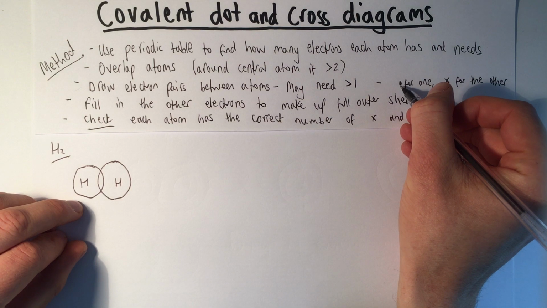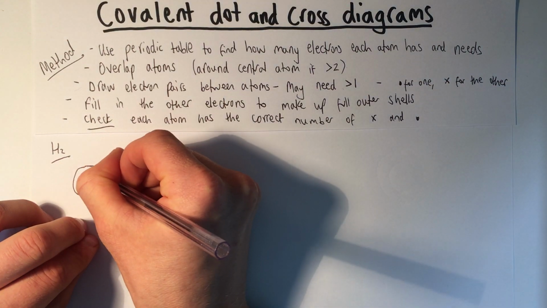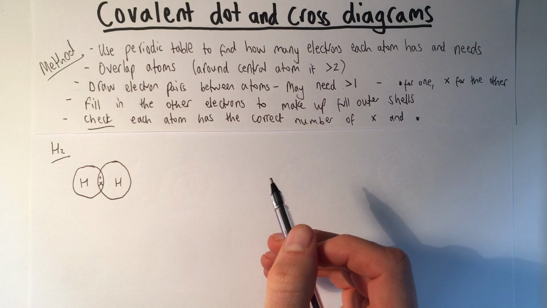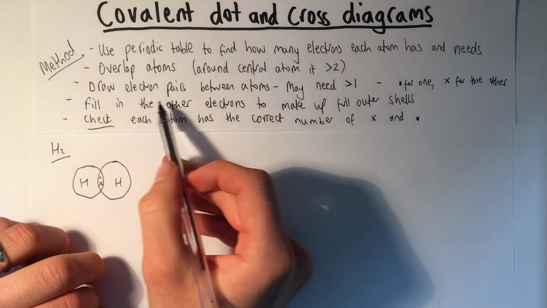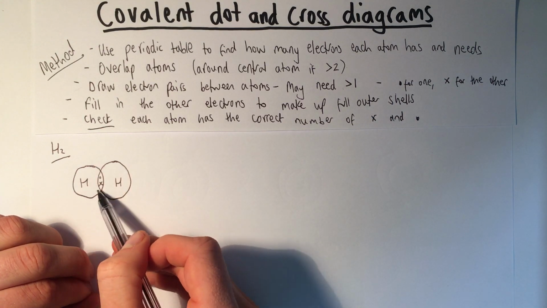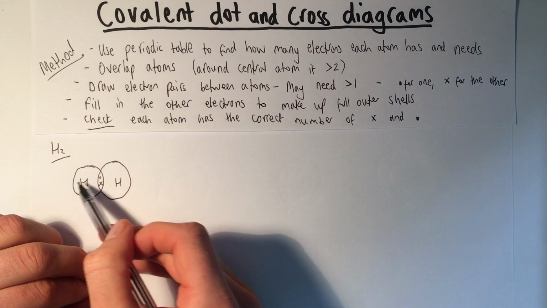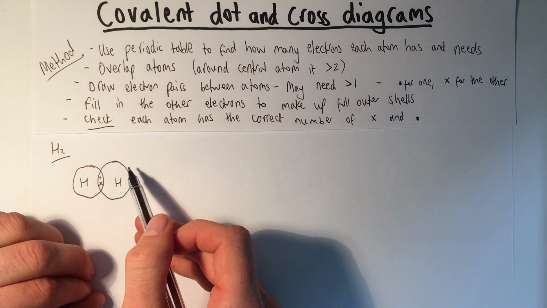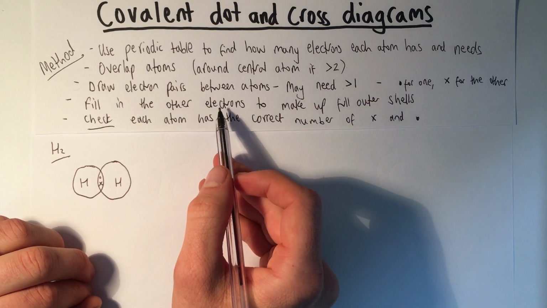One of these atoms will have dots for electrons, the other will have crosses, so that's my shared pair of electrons. Now I need to fill in the other electrons to make up full outer shells. For this one, this atom on the left has got 2 electrons, so that's a full outer shell. On the right it's also got 2 electrons, so it's also got a full outer shell, so I don't need to put any other electrons in.